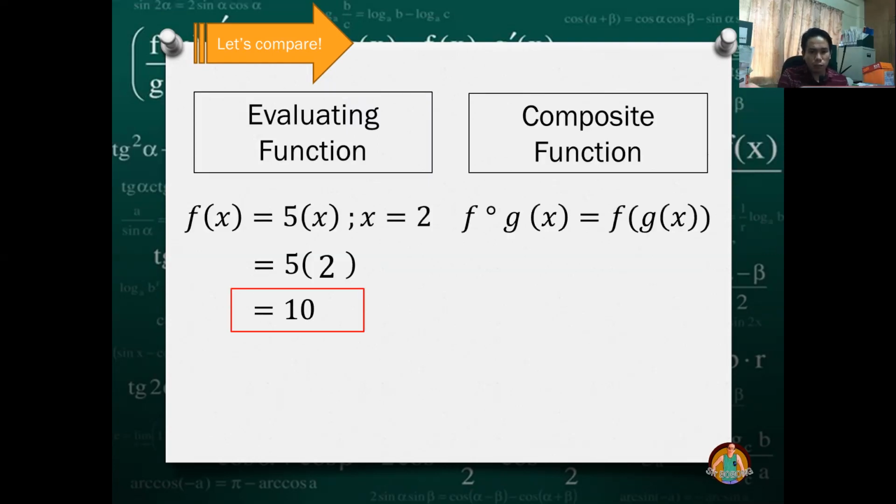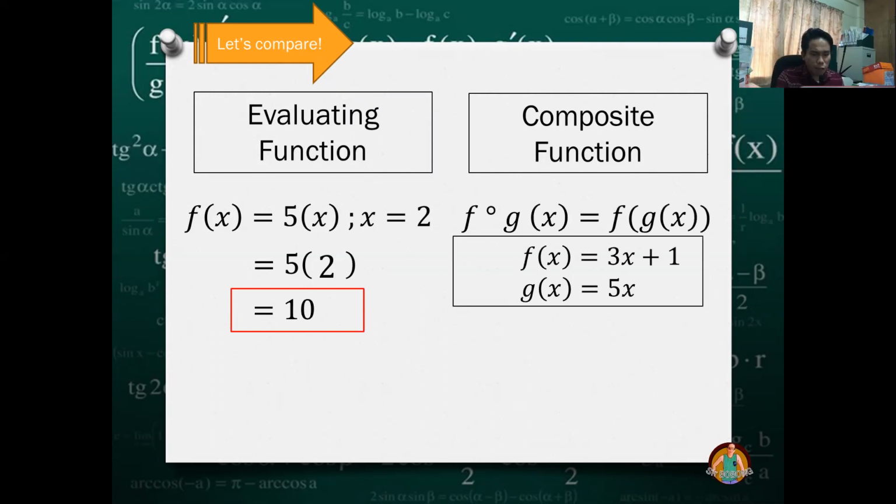In the composite function, let's have example, f of x is equal to 3x plus 1 and our g of x is equal to 5x. Find f circle g of x. So parehas lang sila ng process. Kasi yung x ng ating function ay papalitan din. Yun nga lang ipapalit natin is function din. Okay? So sa evaluating function, a certain value yung pinapalit sa x. Sa composite function, we are using another function. Okay? Na ipapalit sa x ng ating base function.